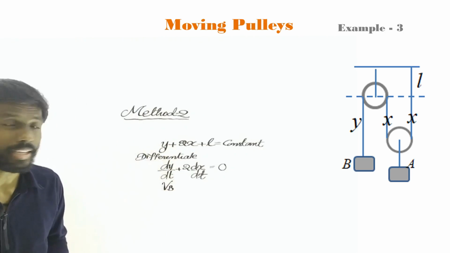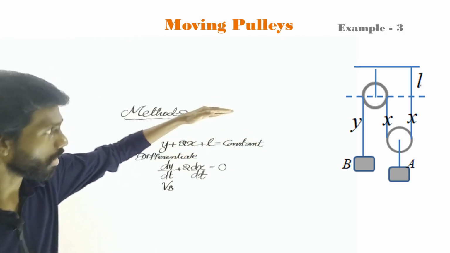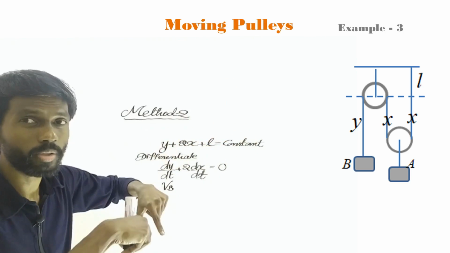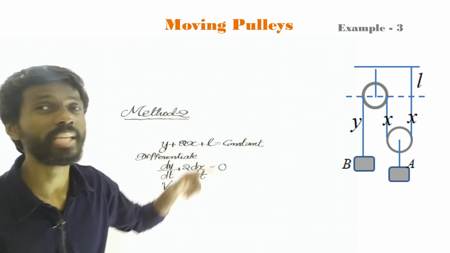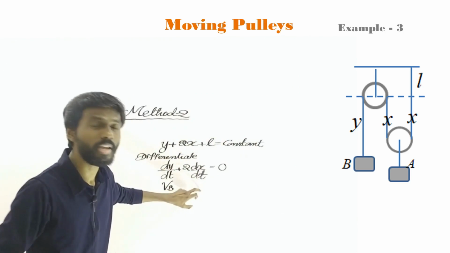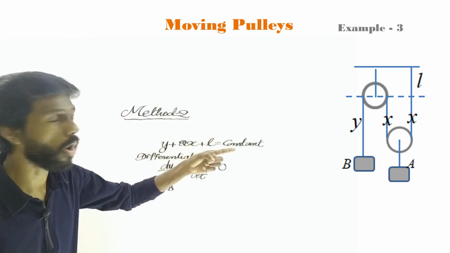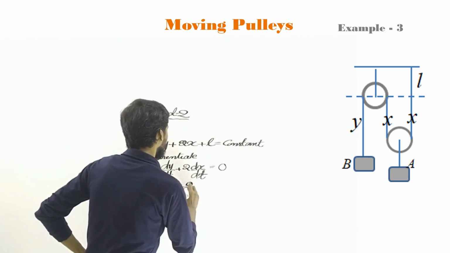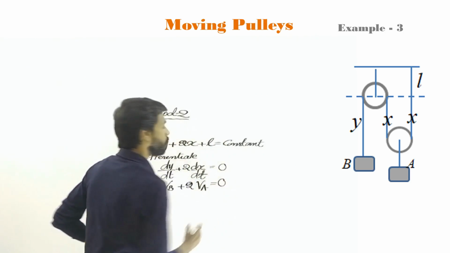Similarly, if x increases, the block A goes down. So the velocity of A is the rate of change of x, that is dx by dt. So dx by dt is the rate of change for the block A. So we can write it as plus 2 times the velocity of the block A, and that equals 0.